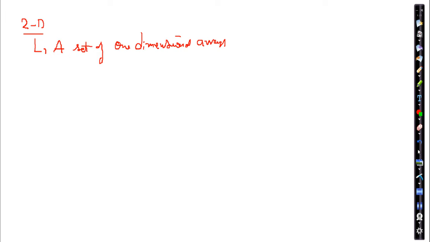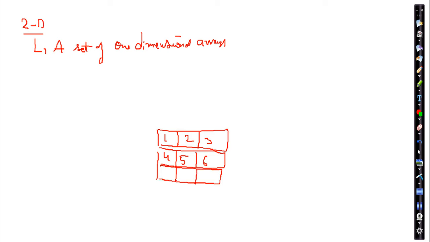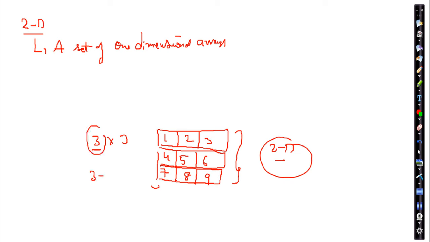Suppose here I have a one-dimensional array in which I have three elements, 1, 2, 3. On that, I have created another array, here I am storing 4, 5, 6. Here I have created another one-dimensional array, 7, 8, 9. So what happens? It is giving a two-dimensional array. If you see the size, it is 3 by 3. What does this 3 indicate? This 3 indicates three one-dimensional arrays are there: this is the first, this is the second, this is the third.